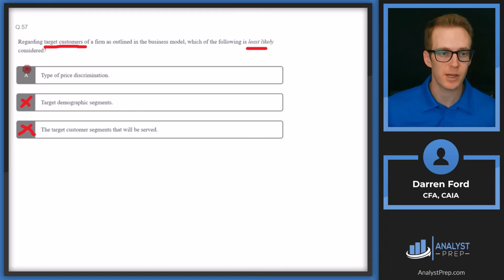The type of price discrimination is more so going to be how we're pricing our products once we've picked our market and segments, and how we can serve those different segments based on different prices using different discrimination.